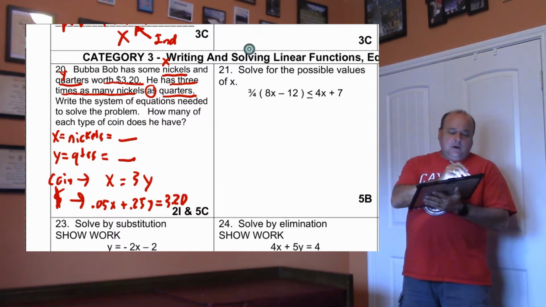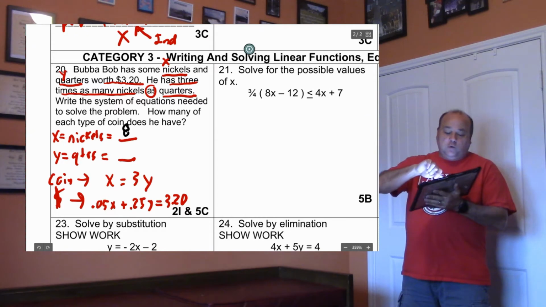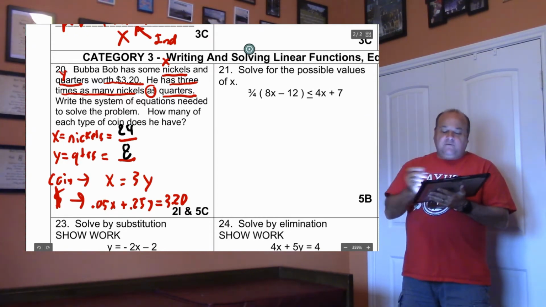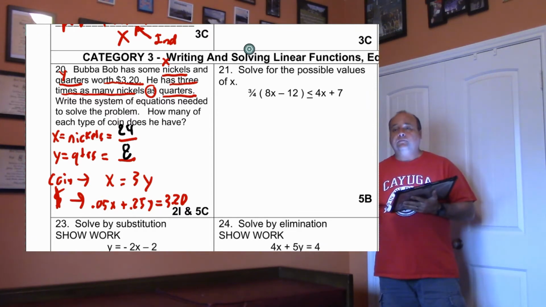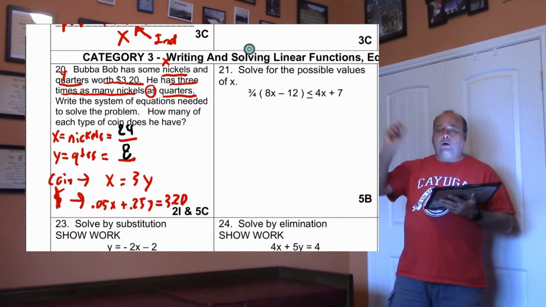So let's go back to here. Notice since I made these dashes, I have 24 nickels and 8 quarters. How many of each type of coin he has? That's what I want. So that's my answer. Notice on this, you use the calculator if it's a word problem.